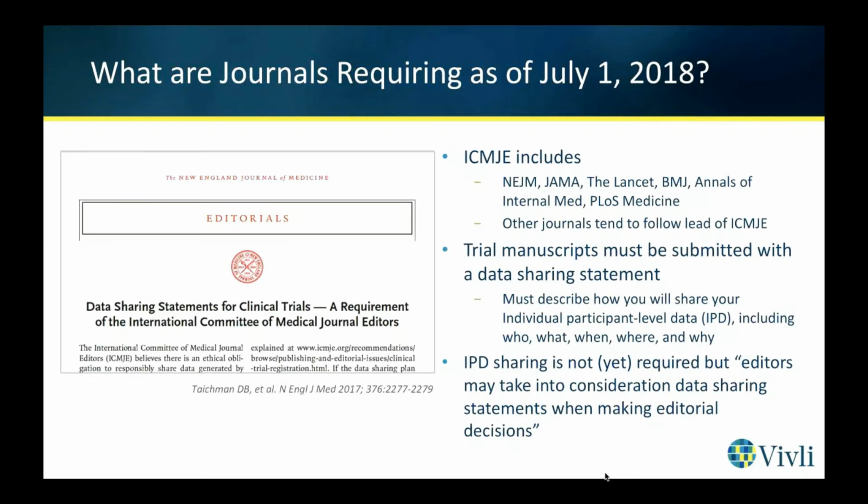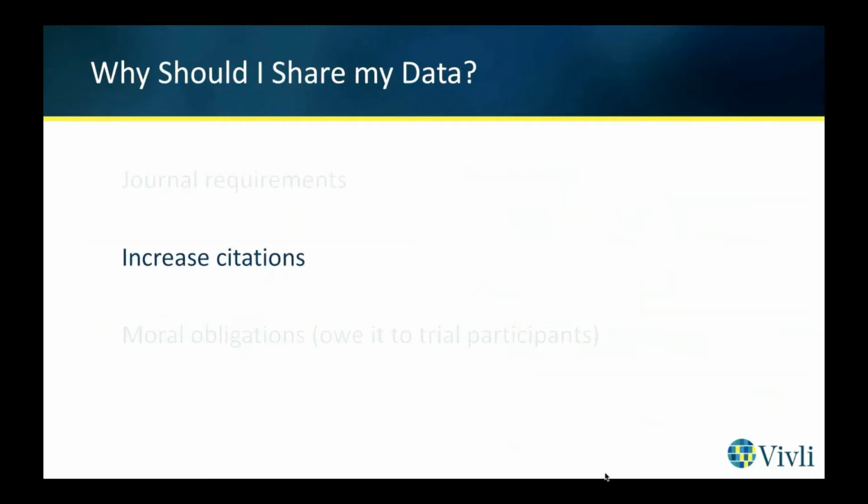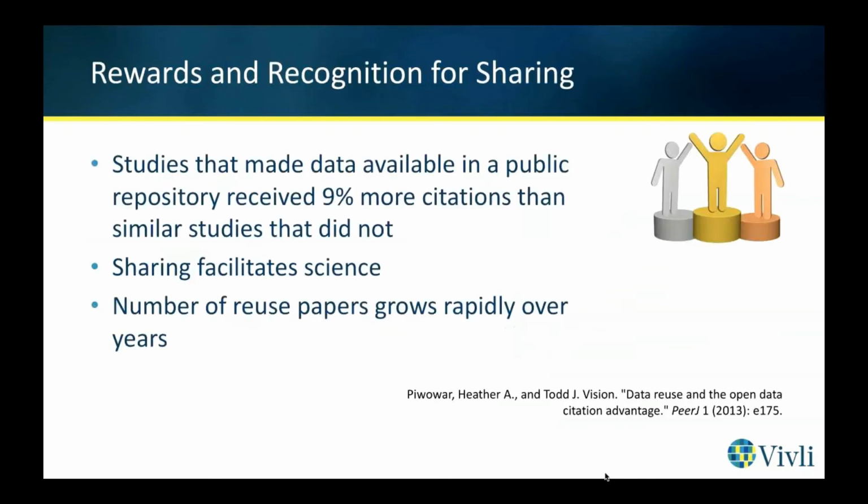Another reason to share your data is that it increases your citations. Piwowar and Vision showed that studies that made data available in a public repository received 9% more citations than similar studies that do not. And because sharing facilitates science, the effect of the sharing adds up over time and can go rapidly over years to improve your H-index. So if you share your data, you will have more citations, and that is a concrete reward and recognition for your sharing.